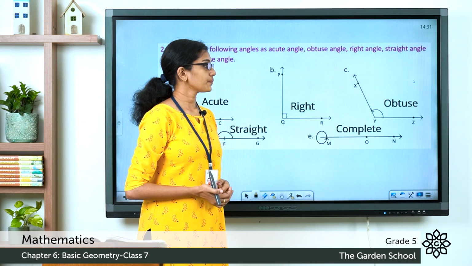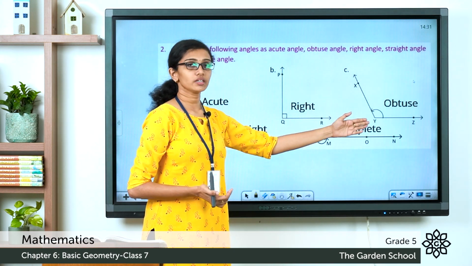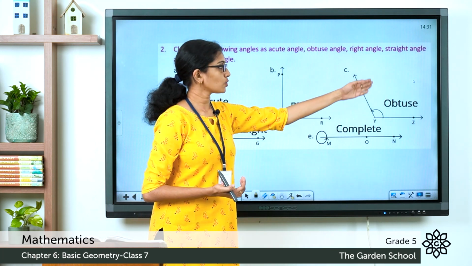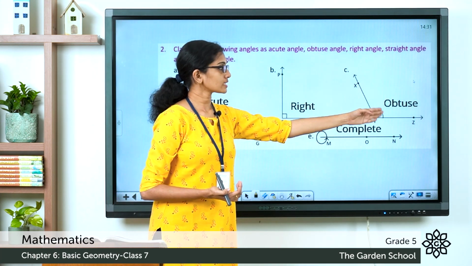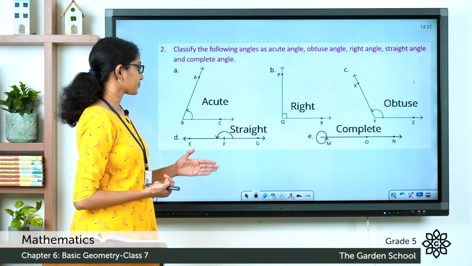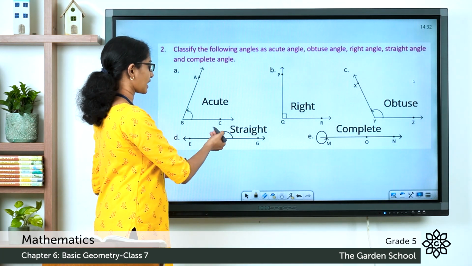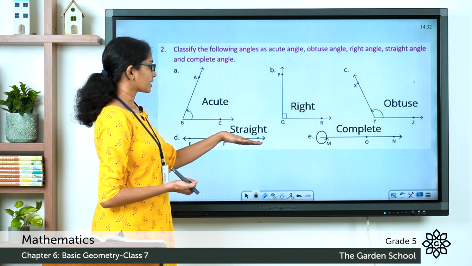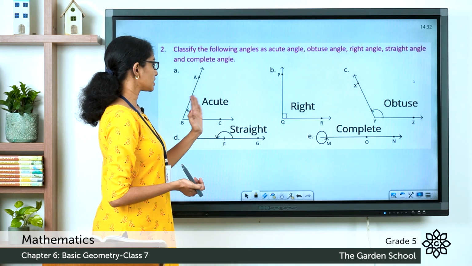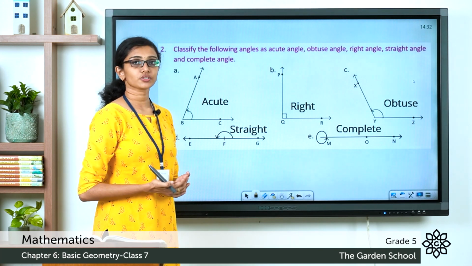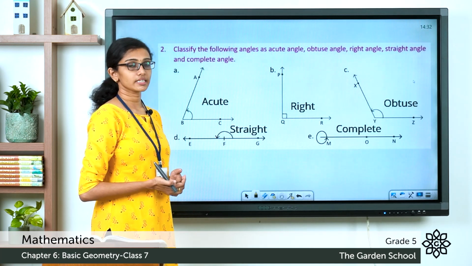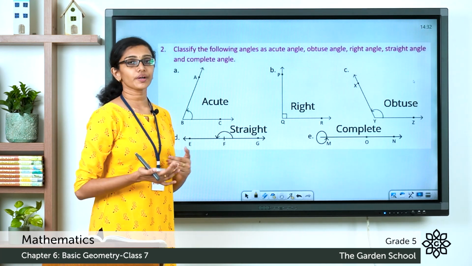Now question C, angle XYZ or angle ZYX. See, it has crossed the 90 degree mark, hence it is an obtuse angle. Question D, see how the turn is marked in this case. The angle turns about the point F and it reaches at the exact opposite direction. So the angle turned around here will be 180 degree and hence this is a straight angle.